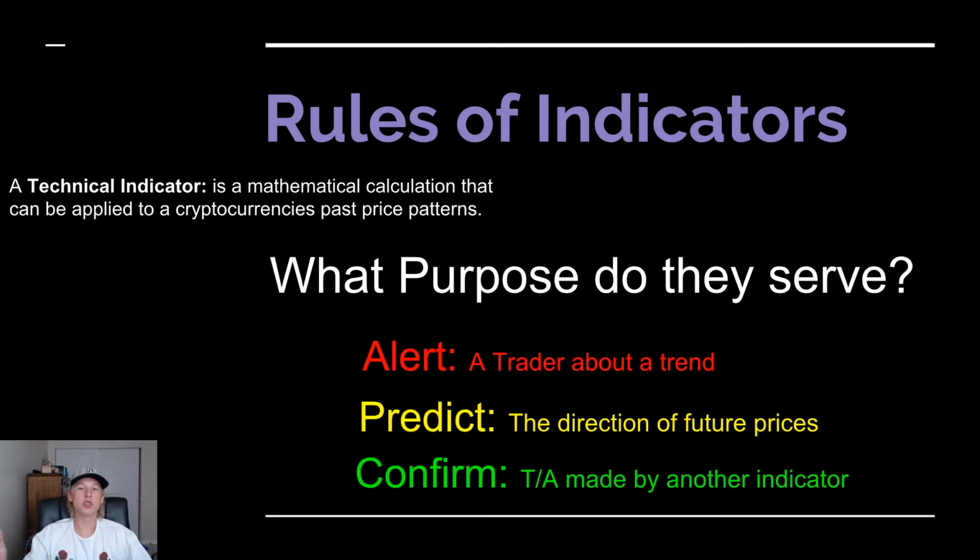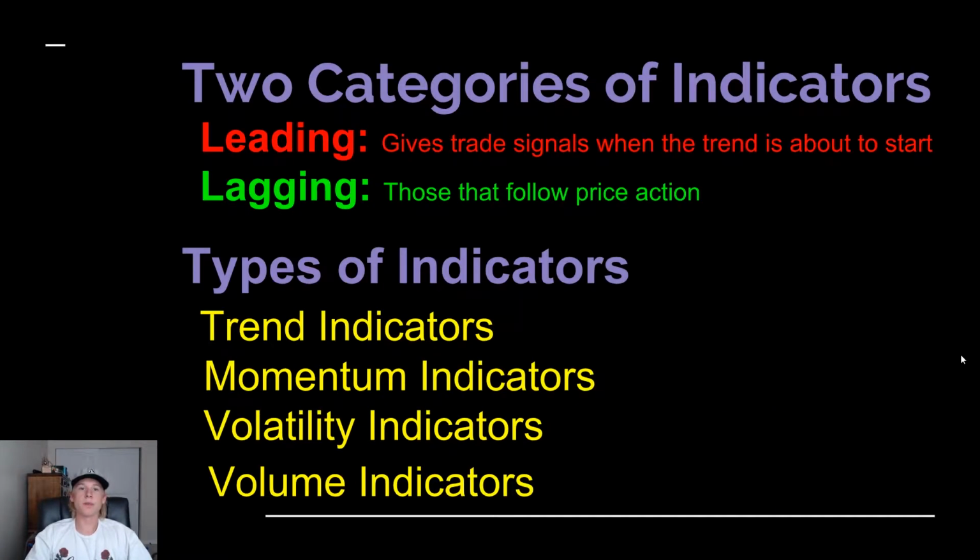What purposes do they serve? They alert a trader about a trend, they predict the direction of future markets, and they confirm TA made by another indicator. There are two categories of indicators. There's leading, which gives trade signals when the trend is about to start, and then there's lagging, those that follow price action. These two categories basically contain every indicator that there is.